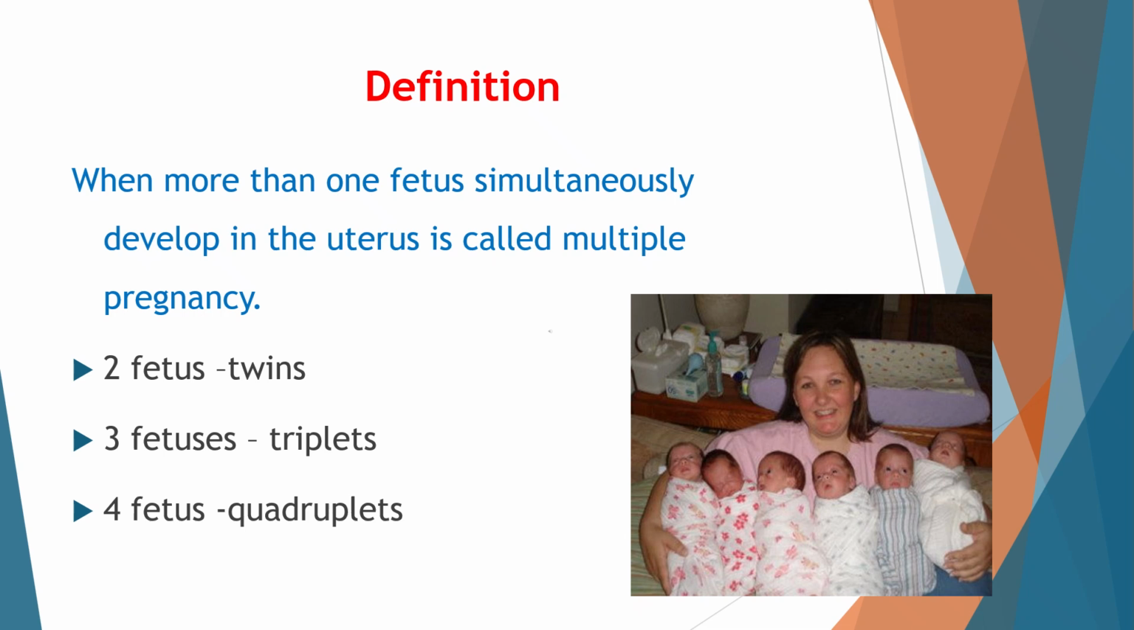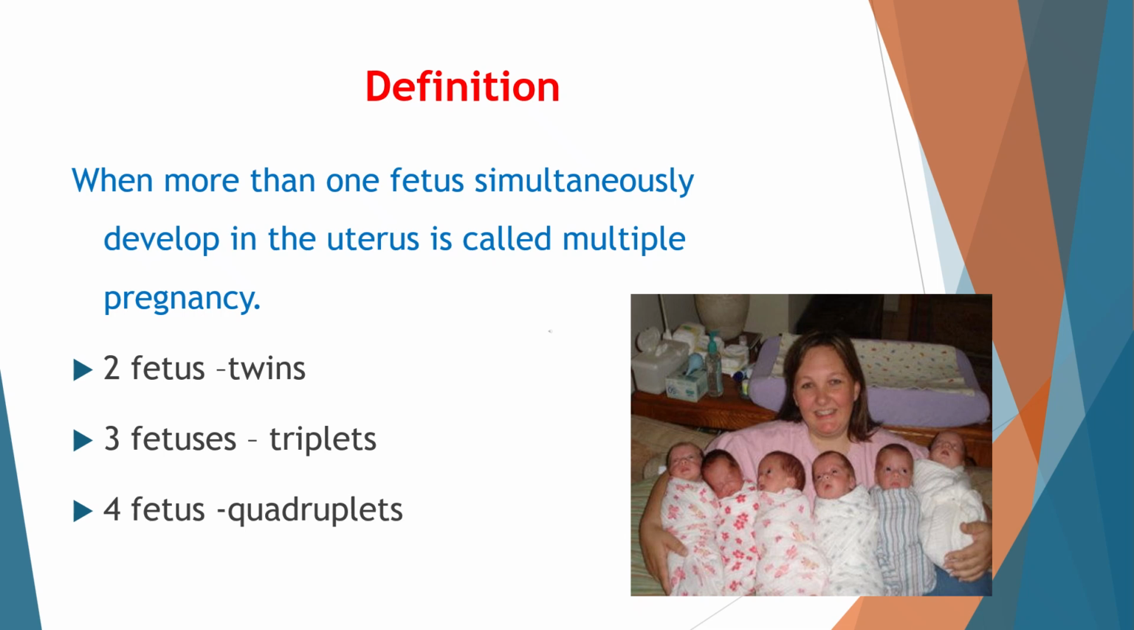Now let's understand the definition. Multiple pregnancy refers to a condition in which more than one fetus develops at the same time inside the uterus. Depending on the number of fetuses present, it is classified accordingly. When there are 2 fetuses, it is called a twin pregnancy. When there are 3, it is known as triplets. And when 4 fetuses are present, it is termed a quadruplet pregnancy. This classification helps us easily identify and understand the extent of multiple gestation, and also guides proper monitoring and care during pregnancy.